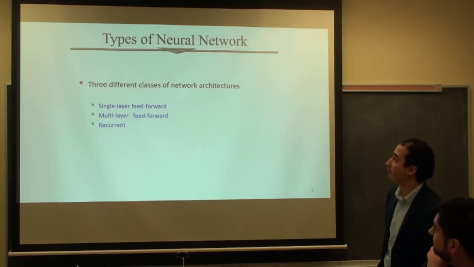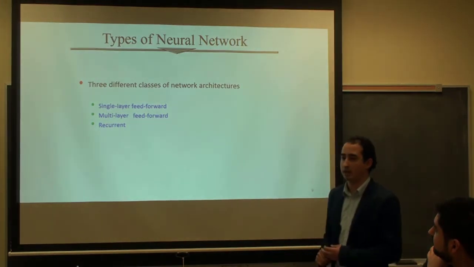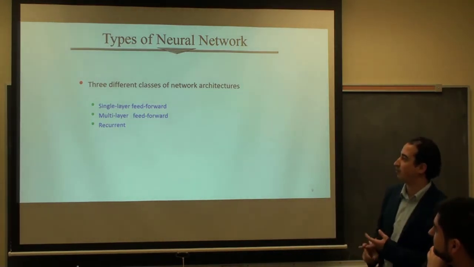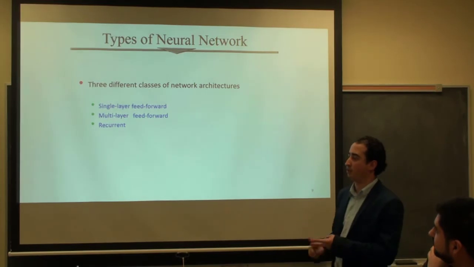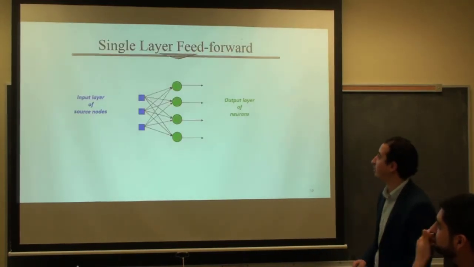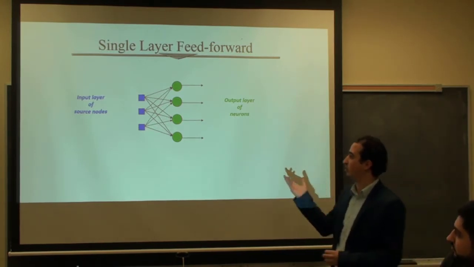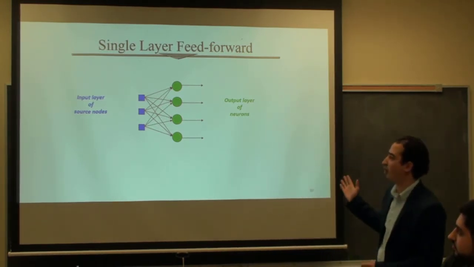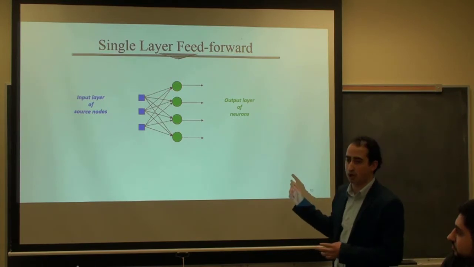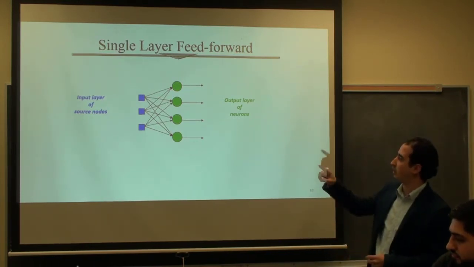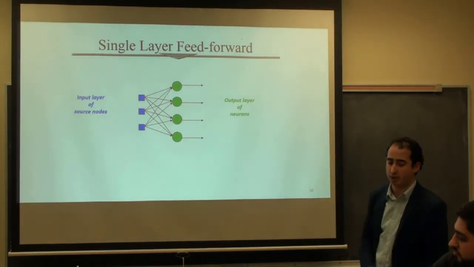So we have multiple types of neural networks. There is single layer feed-forward, multiple layers, and recurrent. The first thing we're going to talk about is single layer. What is a single layer feed-forward? As we see in the picture, we have inputs and we have outputs. All the inputs are connected to the outputs. That's why we have multiple inputs and multiple outputs.